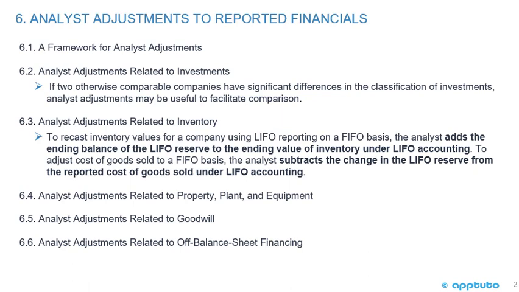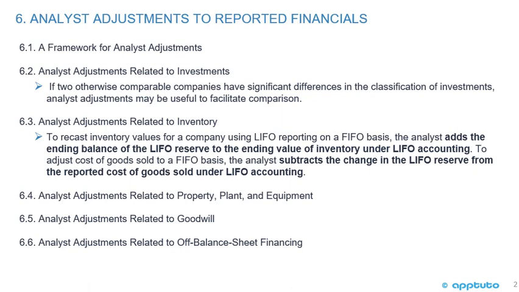So 6.1 is a framework for analyst adjustments. 6.2 is analyst adjustments related to investments. If two otherwise comparable companies have significant differences in the classification of investments, analyst adjustments may be useful to facilitate comparison. Analyst adjustments related to inventory, well, we've seen that in previous LOS.